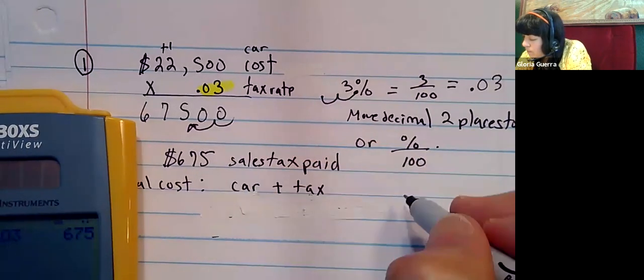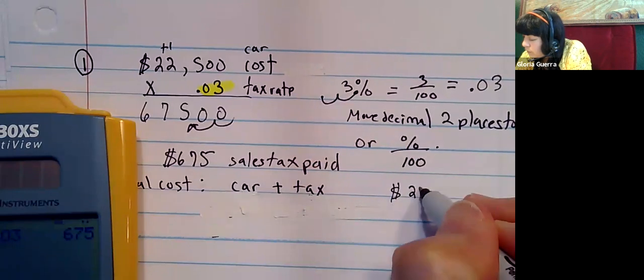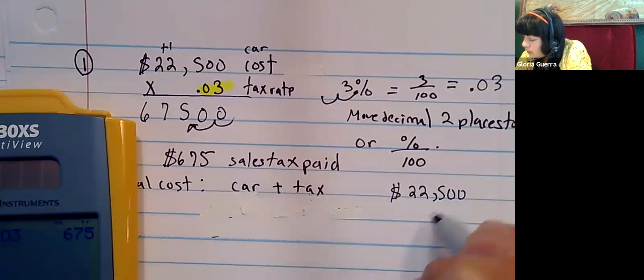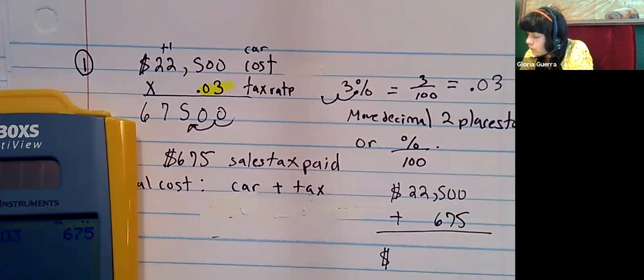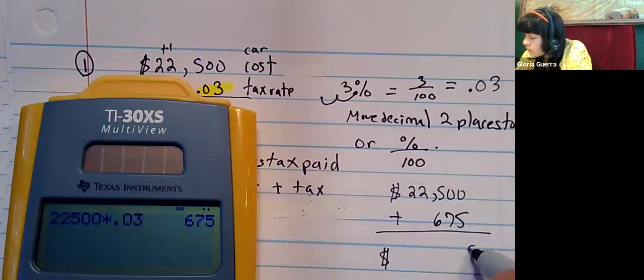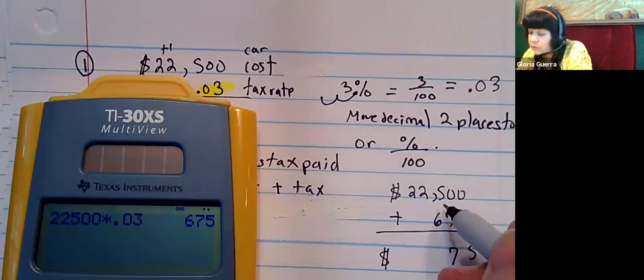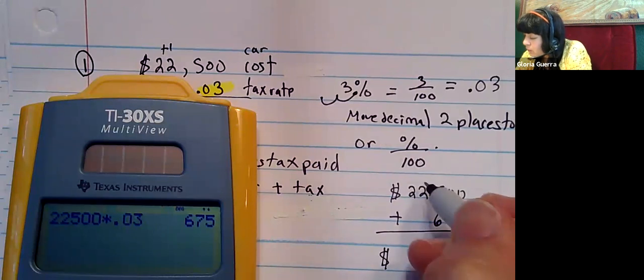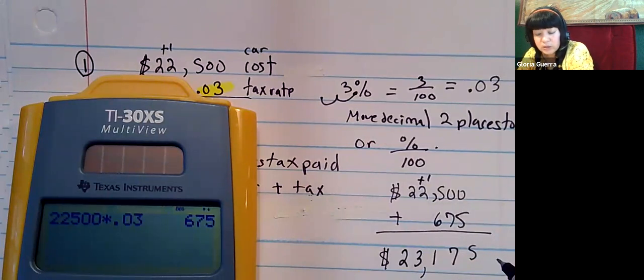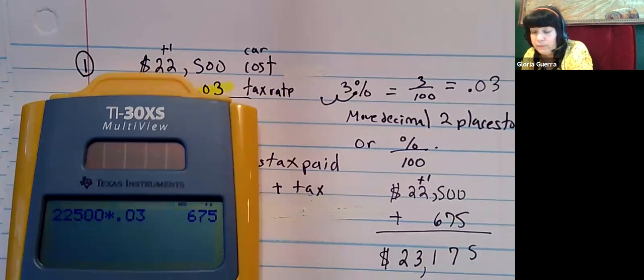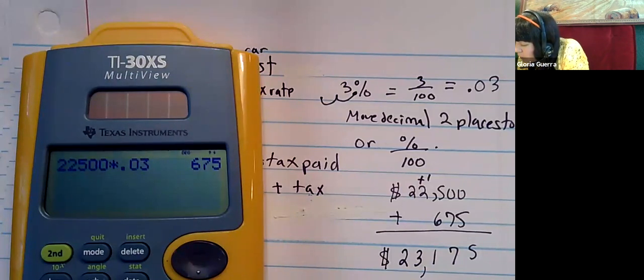So I'll take 22,500 plus that $675, and then we add that up. So 0 and 5, 0 and 7, 6 and 5 is 11, carry 1, 2 and 1 is 3, 2, and then 1, 2, 3, comma. So we should get 23,175. And of course, you're allowed to use your calculator. I was just adding to show you that.